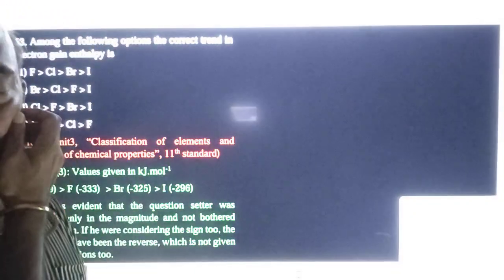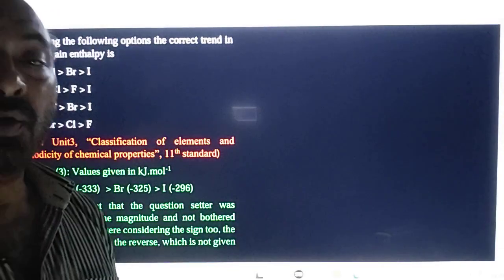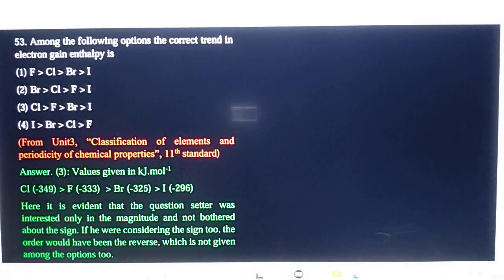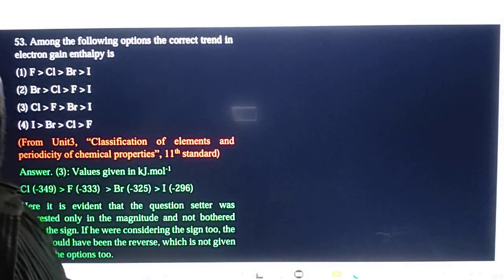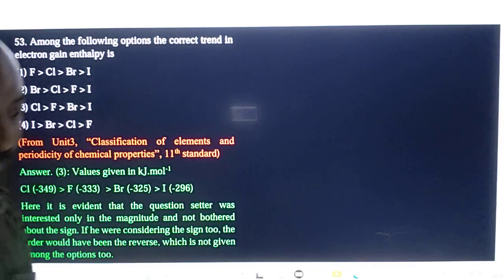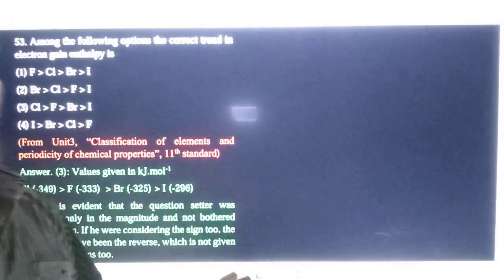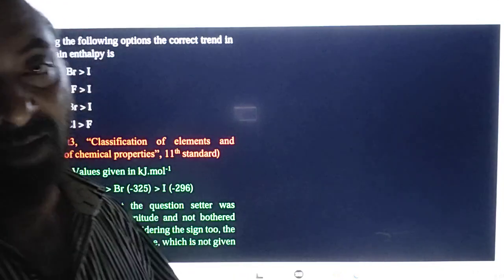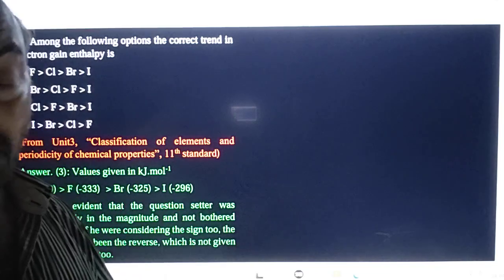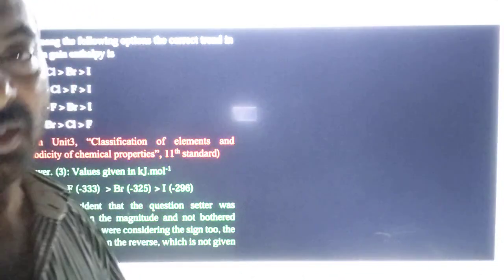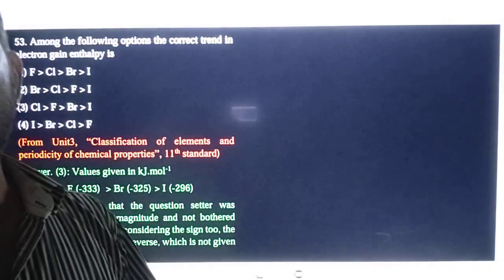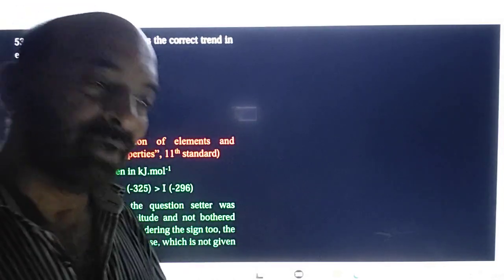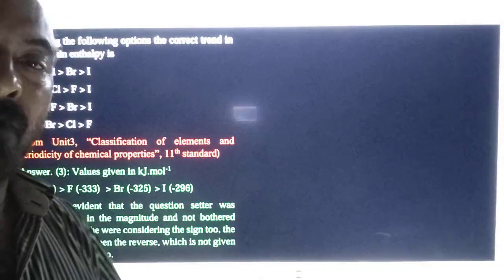See, while we talk about the order, you have to remember that here they didn't mean to consider the sign, because all these values are negative. A big negative value is actually a small value, but that is not the way to conclude here. The questioner didn't expect us to think that way. We shouldn't think of the mathematical aspect. The general way of telling is that the electron gain enthalpy of chlorine is high.